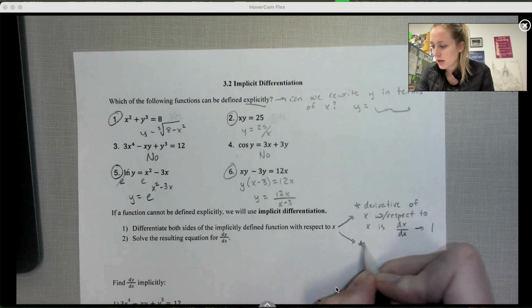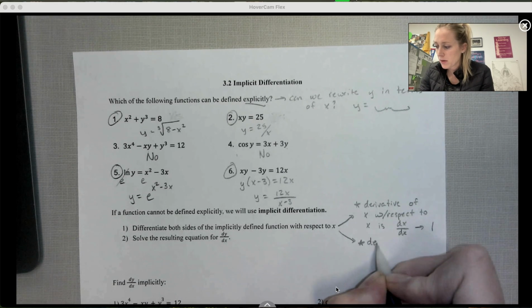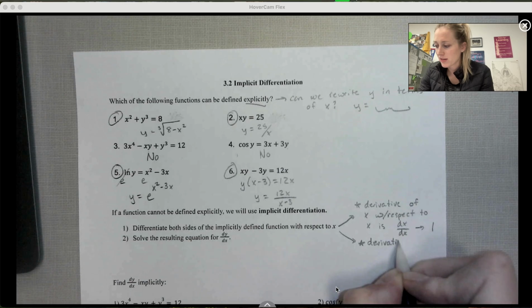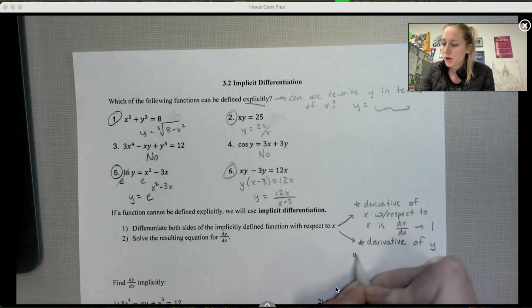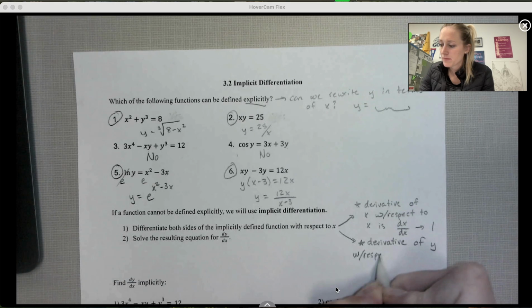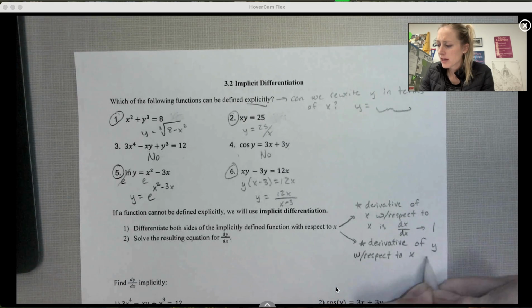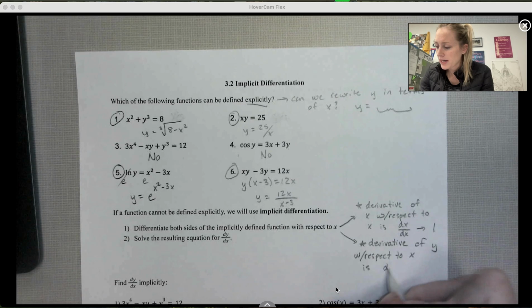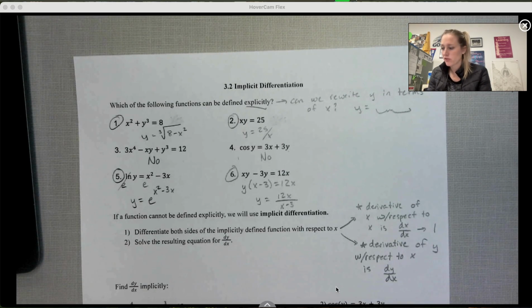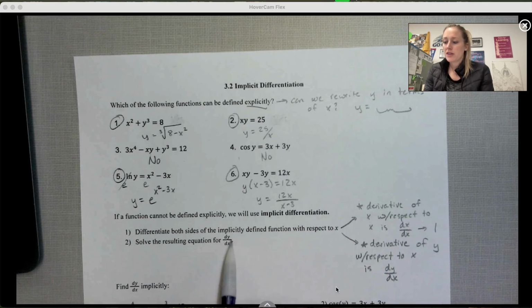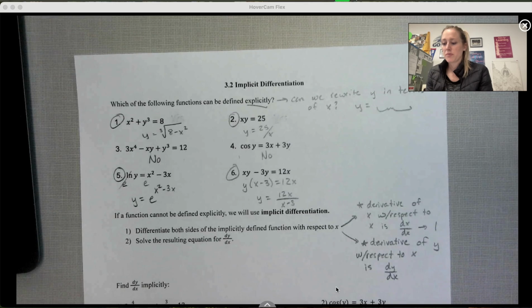We've been doing this consistently. Now, something else we've been doing, but it's going to look slightly different because it's going to be inside of an equation, is the derivative of y with respect to x, which is dy/dx. Or we've been using y prime a lot. Same thing. So these are two things we've already been doing. The difference is our dy/dx is going to be in the equation, and then we're going to have to get it by itself.